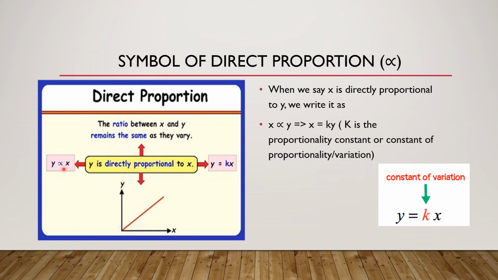Here y is directly proportional to x, you will read it as, and it shows that y is equal to kx. It basically shows that the ratio between x and y remains the same as they vary. For example, if first quantity is increasing, the other is going to also increase. If the first quantity is decreasing, the other is going to decrease.